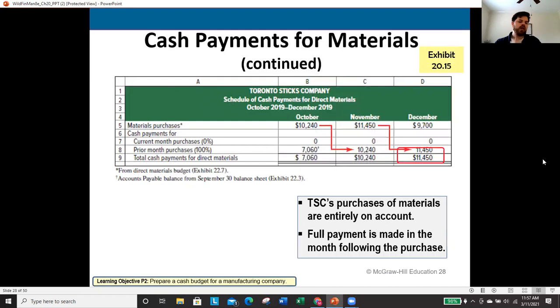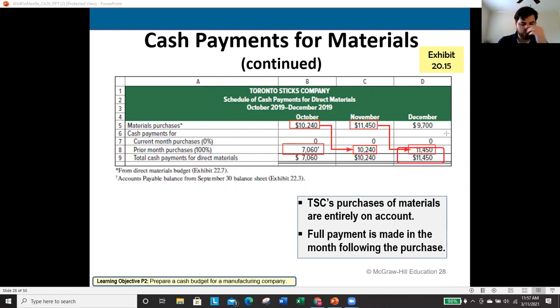Well, in this case, going back to that direct materials budget, we saw that we needed $10,240 in purchases for the month of October, $11,450 for the month of November, and $9,700 for the month of December. Well, in this case, what we will see is that my accounts payable balance at the end of September was actually $7,060. And so that will be coming out in this month as that full payment gets made for my September purchases. Now, my $10,240 in October, of course, will not get paid until November, and the same thing is true for my $11,450 in November, not getting paid until December.